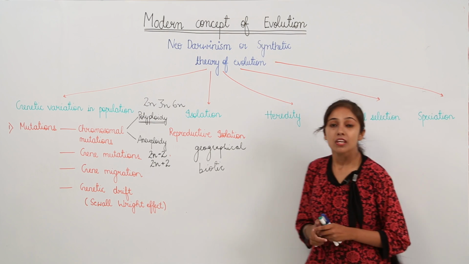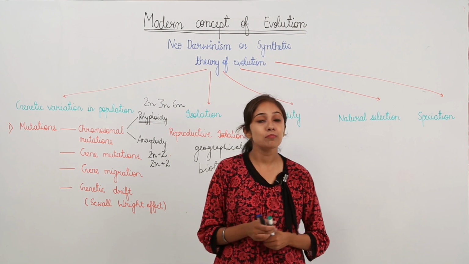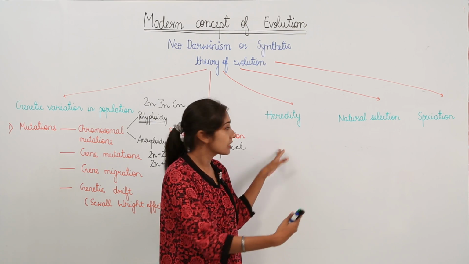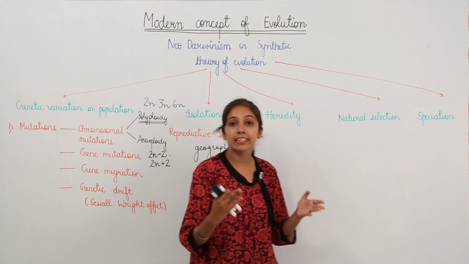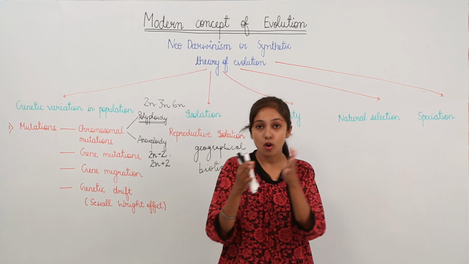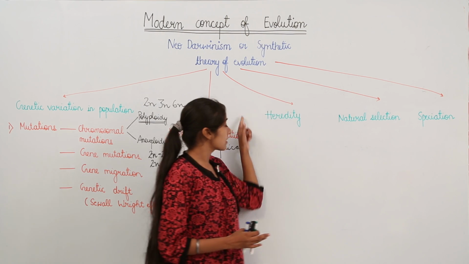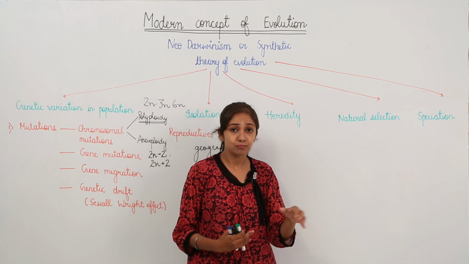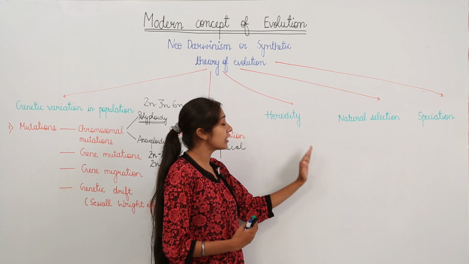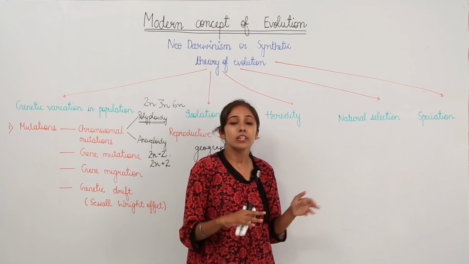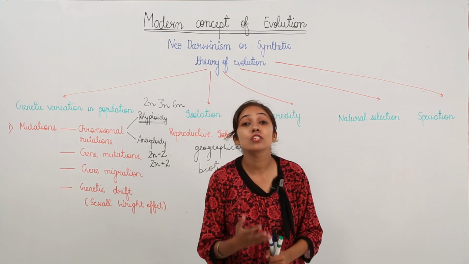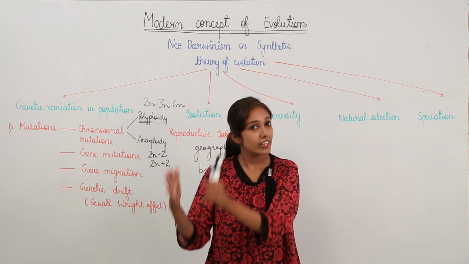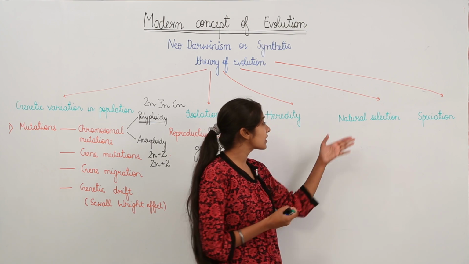Then we have heredity. When we talk about heredity, heredity means the transfer of characters from parents to the offspring. Now what happens in this case? The characters that are transferred from parents to the offspring are going to give some advantage. So these characters can be advantageous for the species also, and they are passed on from generation to generation.